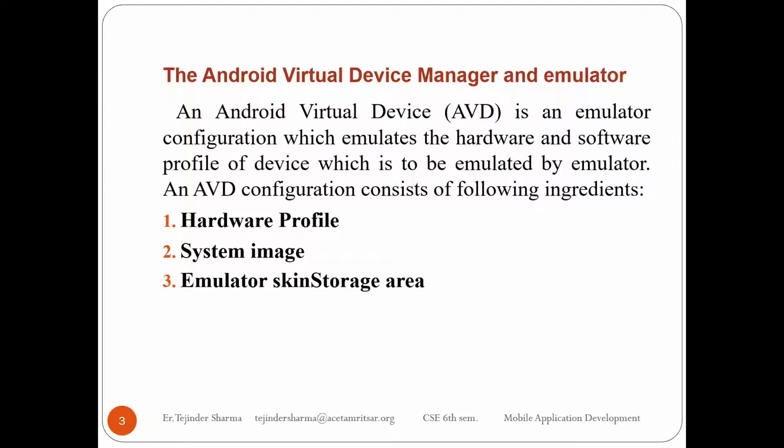So in AVD configuration, we have three ingredients. First is hardware profile, that is RAM and the screen size. Its resolution is also there. Then we have the system image, that is the operating system, which is to be used in the emulator. Then we have the emulator skin storage area, that is the skin which you see, how you differentiate between different emulators or the mobile phones, simulated mobile phones on your Android Studio.